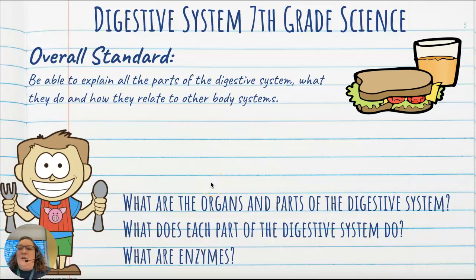Okay, guys, so we are talking about the digestive system. Overall, we want you to be able to name the parts of the digestive system, what they do, and how they relate to other body systems. So, in this section, we are going to be talking about organs and parts of the digestive system.